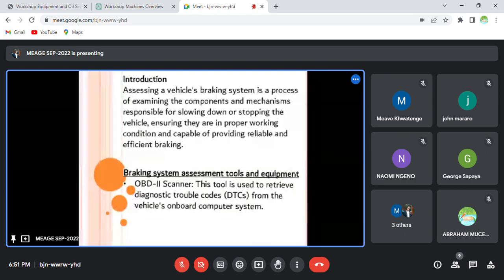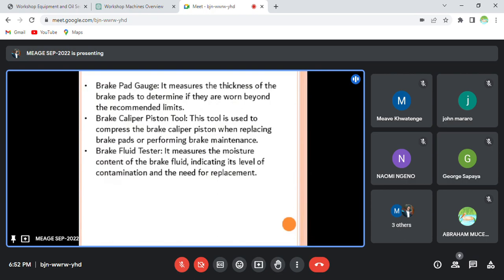And now, while assessing the braking system, there are tools and equipment that are used. We have the OBD2 scanner, and this tool is used to retrieve diagnostic trouble codes, DTC, from the vehicle onboard computer system. We also have the brake pad gauge, and this is used to measure the thickness of the brake pads to determine if they are worn beyond the recommended limits.